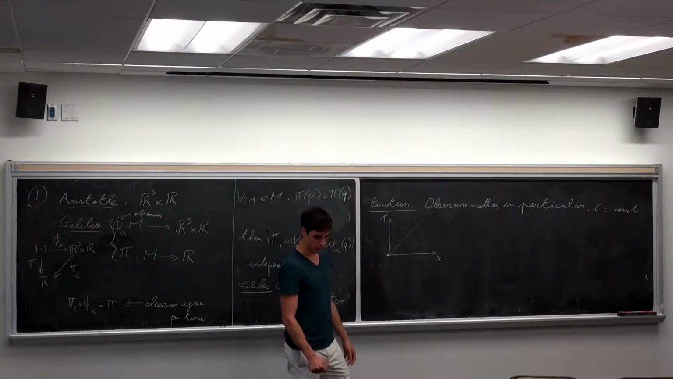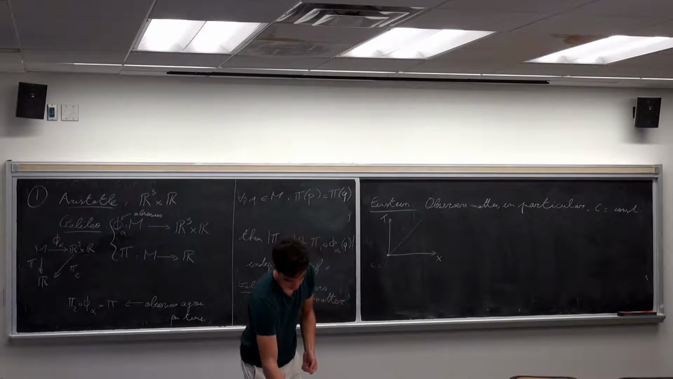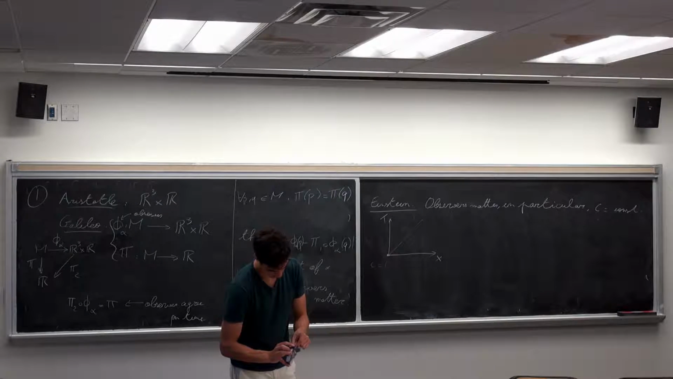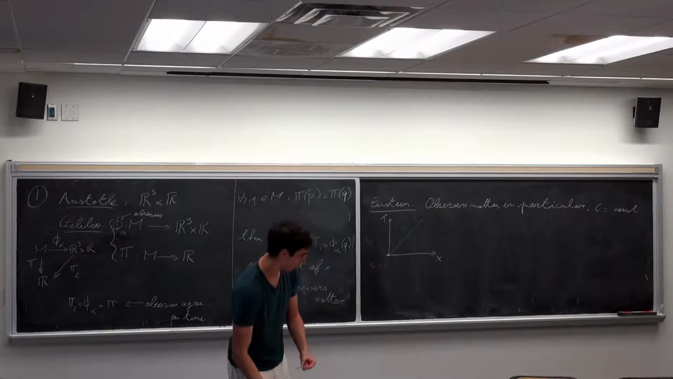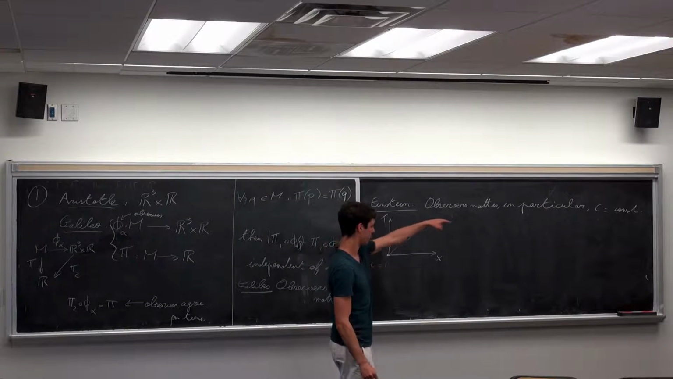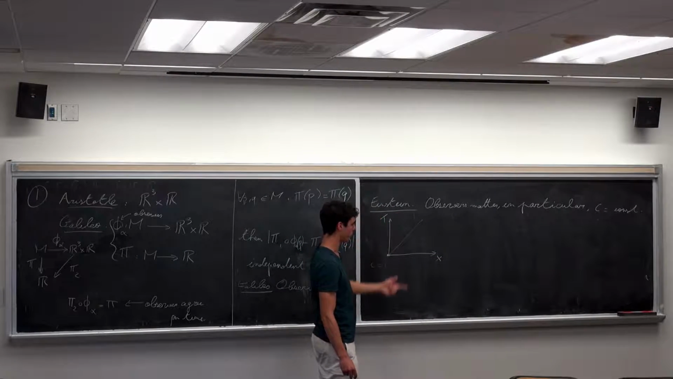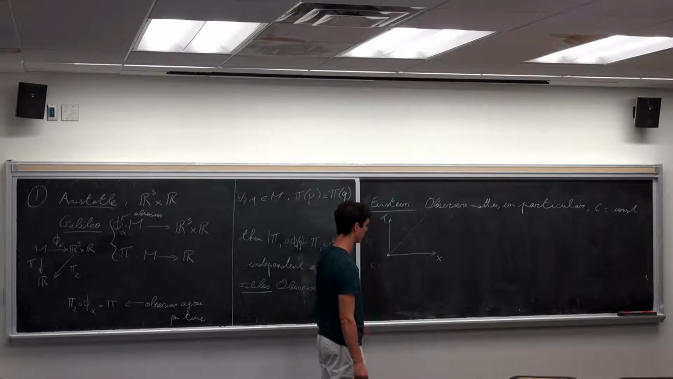Okay. But now, of course, we made two postulates. One was that observers matter, the other was about the speed of light. So I have to introduce another observer, otherwise I'm not getting anything out of this.